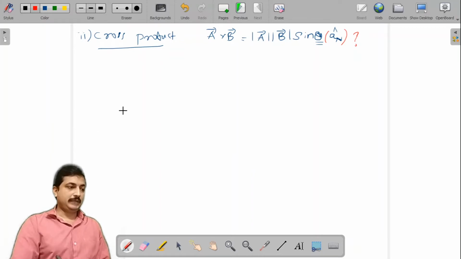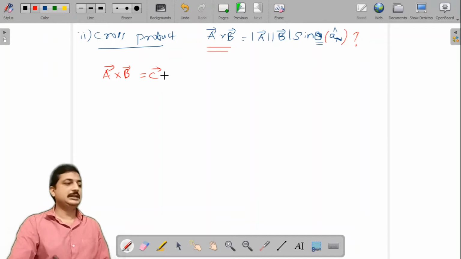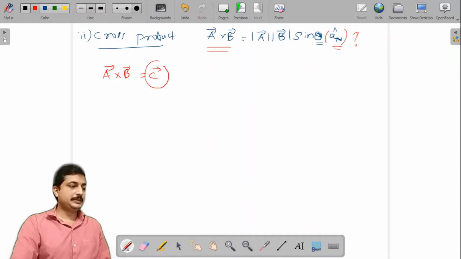n cap is a unit vector in the direction of the new vector formed after this multiplication, right? So if I take A cross B as C, meaning the result is some vector C, then this n cap is the unit vector representing the direction of C. This is very important to understand, right? So n cap is nothing but the vector which represents the direction of my new vector, the C vector.